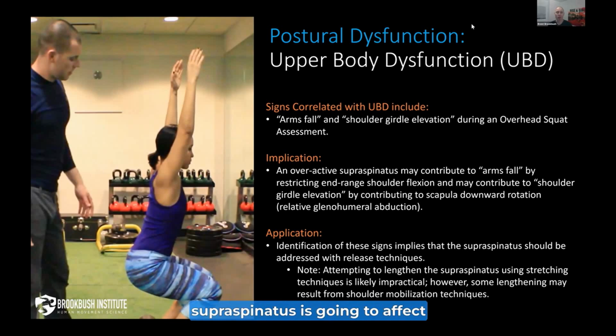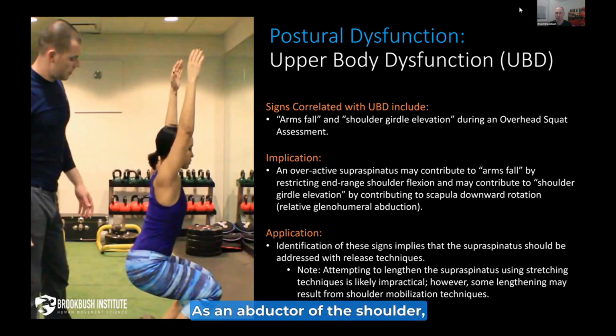Chances are that the supraspinatus is going to affect shoulder range of motion by disrupting arthrokinematics. So too much compression, either superior or inferior glide, whatever the answer to that question is once we get the rest of the research. So we end up with these excessive arthrokinematic motions that end up restricting our osteokinematic motions, like flexion, and then we see something like arms fall on an overhead squat assessment.